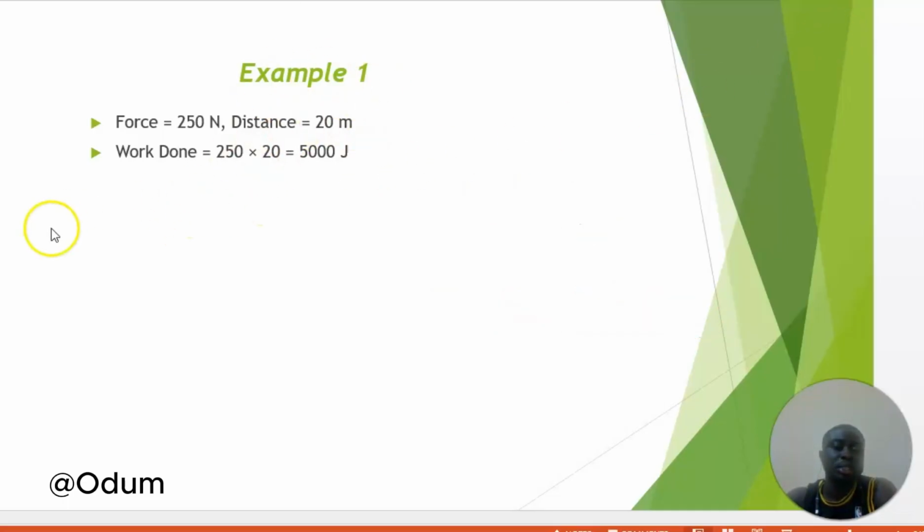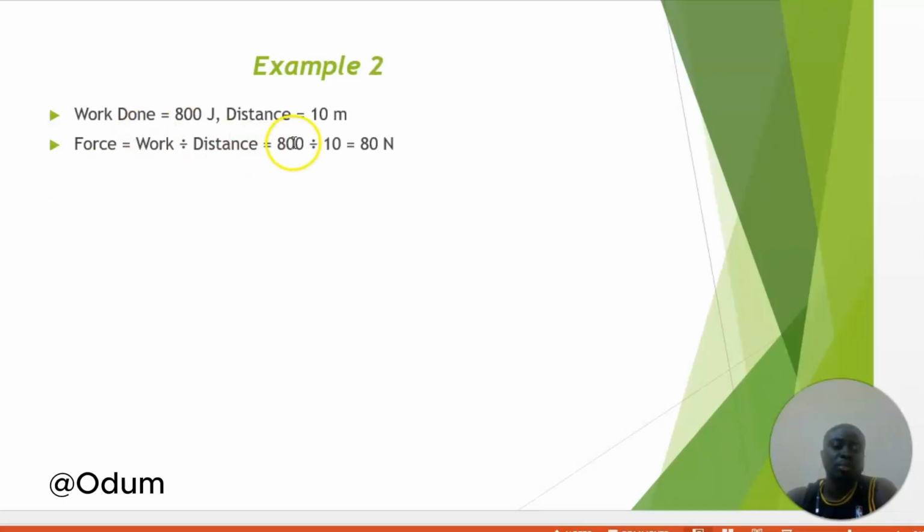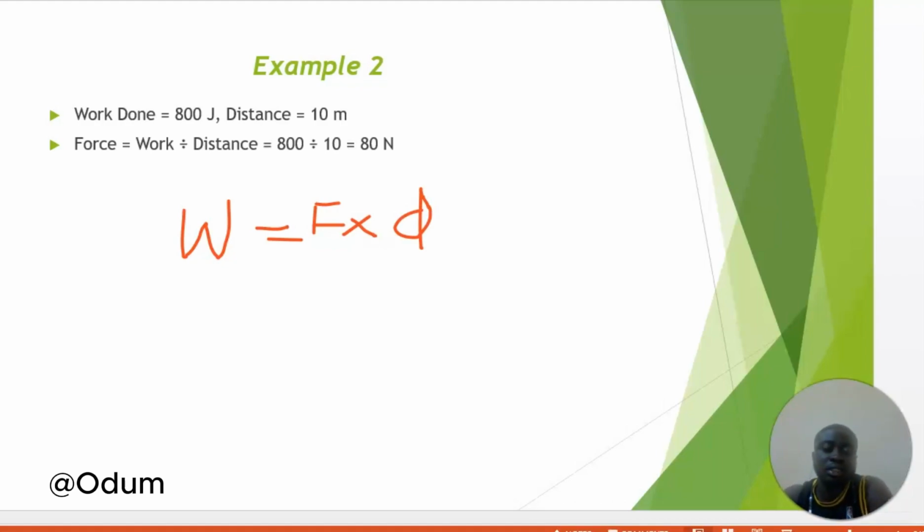So that's the first example, broken down and solved. Now, let's move to another example. When you are given work done to be 800 joules and a distance of 10 meters, we know that work done is equal to force times distance.